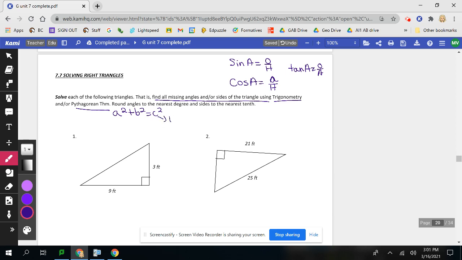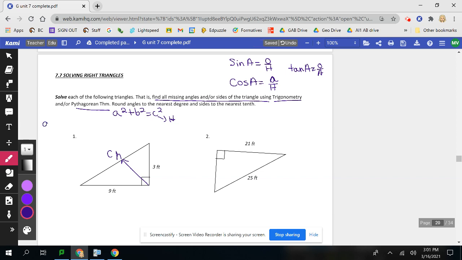hypotenuse. So to do number one, the first thing I'm going to look for is that missing side. So here's my right angle. That missing side I'm looking for is my hypotenuse. So in the Pythagorean theorem, that's C. A and B I can use 3 and 9 for.